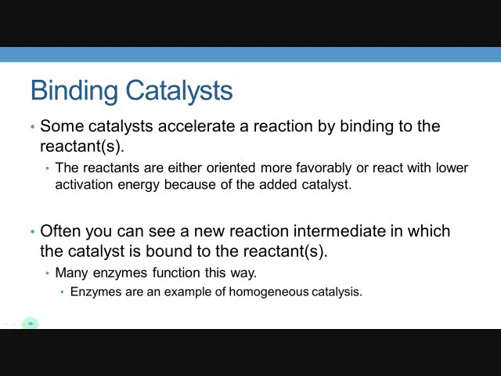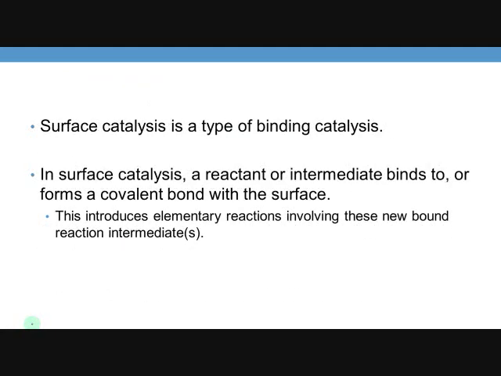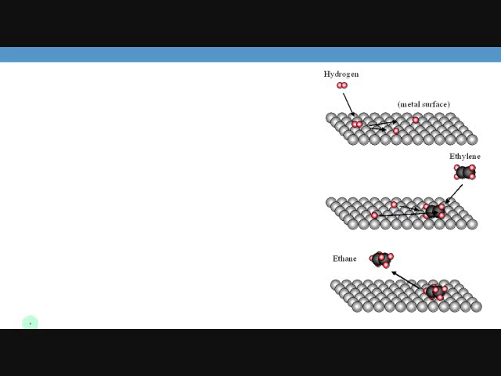Enzymes are an example of homogeneous catalyst, but surface catalyst is a type of binding catalyst, and this is a heterogeneous form. In surface catalysts, the reactant or intermediate binds to or forms a covalent bond with the surface, usually the metal that it's reacting with, and this produces new reactions from this newly bound reaction intermediate. I have an example here of how you change ethylene into ethane.